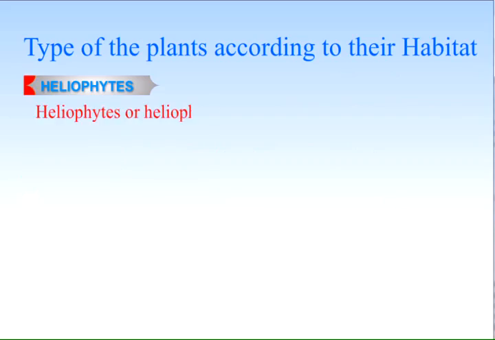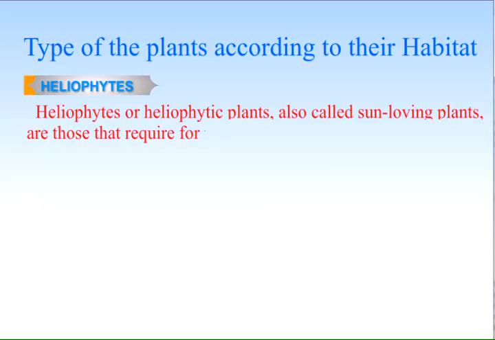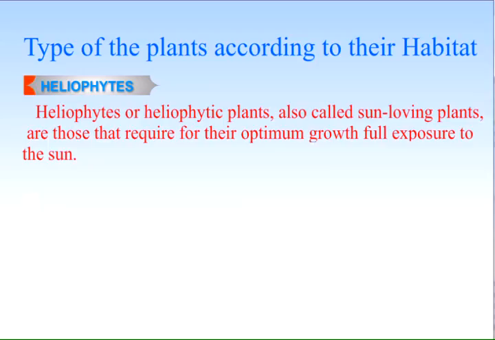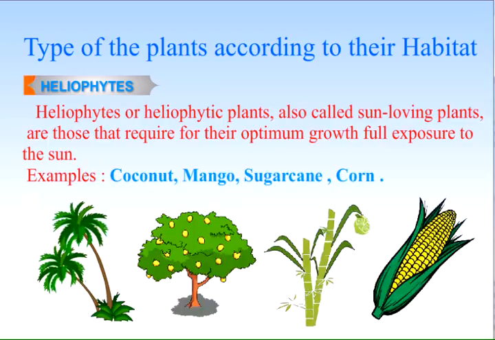Heliophytes. Heliophytes or heliophytic plants, also called sun-loving plants, are those that require for their optimum growth full exposure to the sun. Examples: coconut, mango, sugarcane, corn, etc.